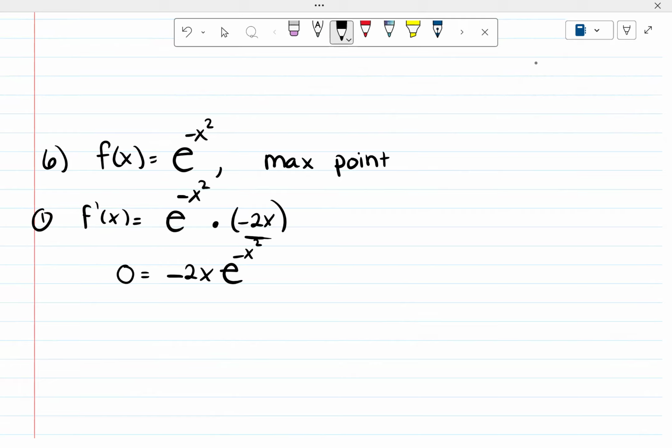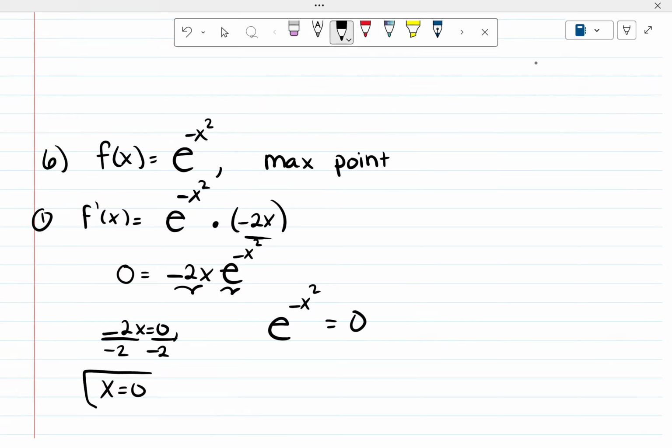What you could do is set negative 2x to 0 and then e to the negative x squared to 0. So if I do that, that's going to be negative 2x equals 0, and then e to the negative x squared equals 0. And then when you solve for x, you're going to divide by negative 2. You get x equals 0. Over here, I don't think this will work.